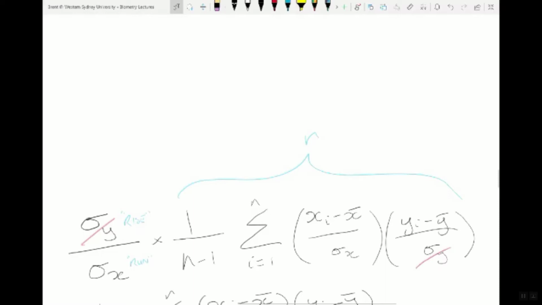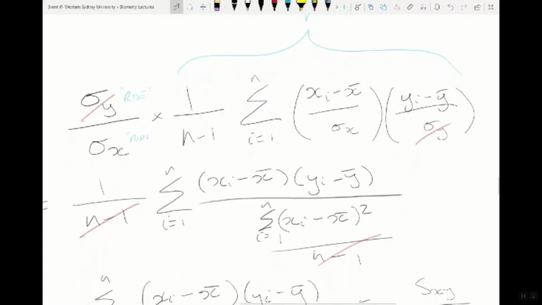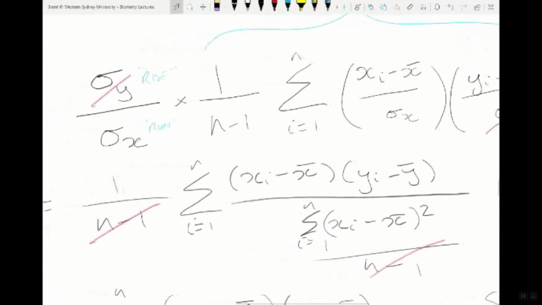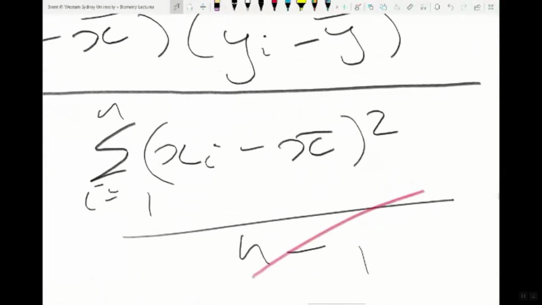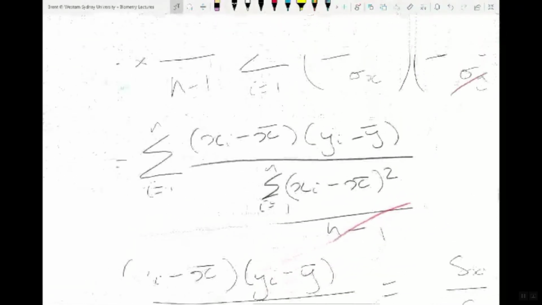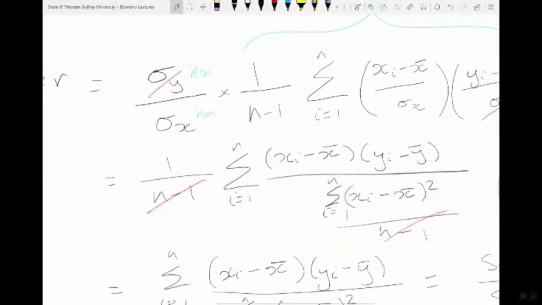There it is. Sigma y over sigma x, that's going to cancel out. There's a factor of sigma y in the numerator and the denominator that cancels out. And I'm left with sigma x times sigma x on the bottom. That's going to be sigma x squared. It's going to be the variance of the x's. And if I substitute in the formula for the variance, squared deviations over n minus 1 for the x's, that's going to cancel out with a factor of n minus 1 from the correlation coefficient.